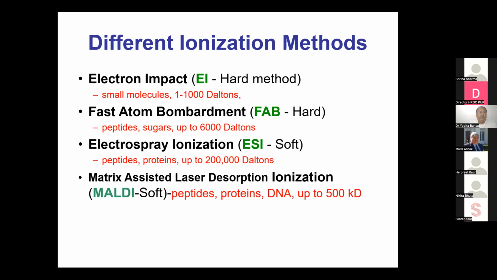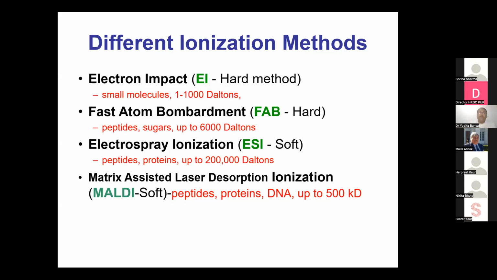So for small molecules, we go for electron impact. It is also called a hard method. For peptides and sugars, when the molecular mass is up to 6,000 daltons, we go for fast atom bombardment and electrospray ionization. Electrospray ionization can be used for small molecules as well as peptides and sugars. We can use it for molecules having a mass as low as 50 dalton to as high as 200,000 dalton. So the range is very vast for electrospray ionization.